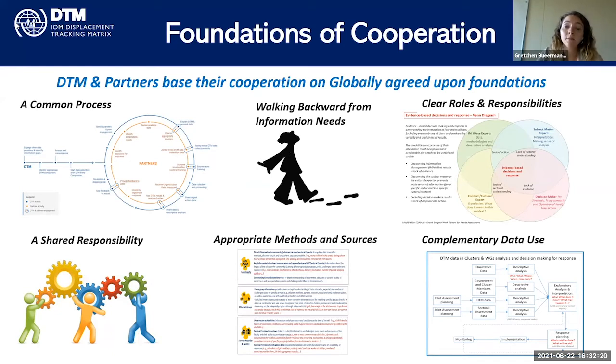And so the second foundation for cooperation is this idea of walking backwards. And so that means that all of these steps come from information needs and understanding information needs and decisions that need to be made. So country capacities, information gaps, things like that. And then we work backwards towards methodology and then questions and mechanisms. And so that's the best way that we can keep everything running as efficiently as possible and not over collect data where we don't need to or miss any critical data gaps.